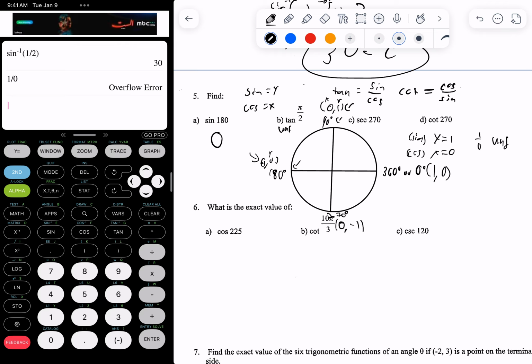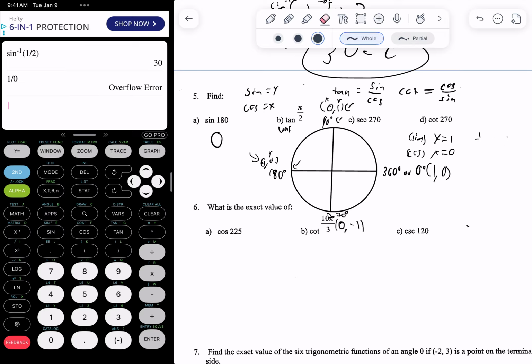Yeah. Why isn't this working? Is this dead? No. Oh, that's why. Okay, so now I'm going to erase all that.